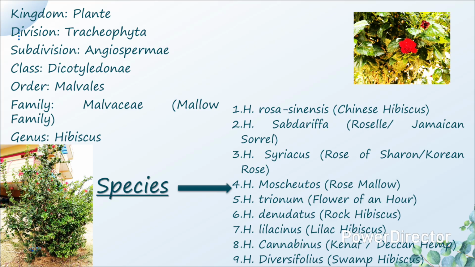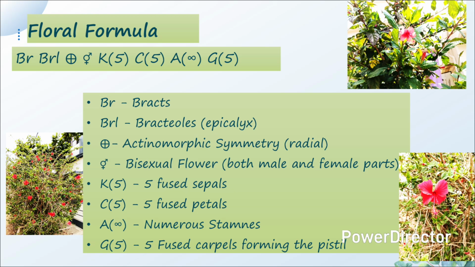These are some of the common species of hibiscus, that is Chinese hibiscus, Jamaican sorrel, Korean rose, rose mallow, flower of an hour, rock hibiscus, lilac hibiscus, Deccan hemp, swamp hibiscus. Next, the representation of floral formula of hibiscus is as follows. Please go through it, and I have given abbreviation of each symbol given below.